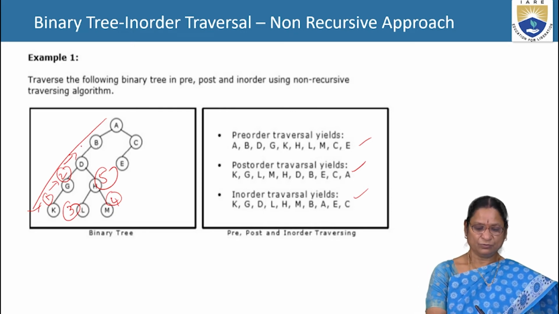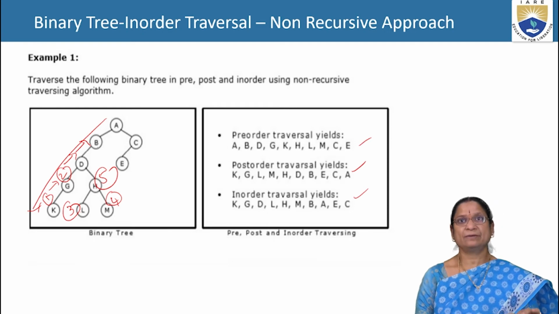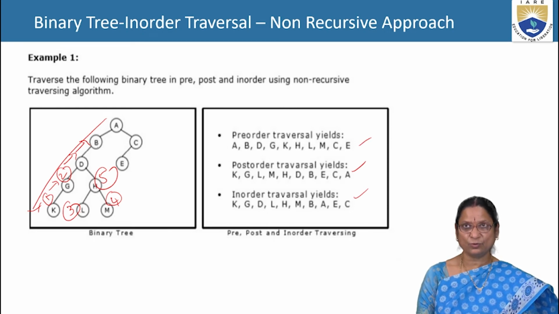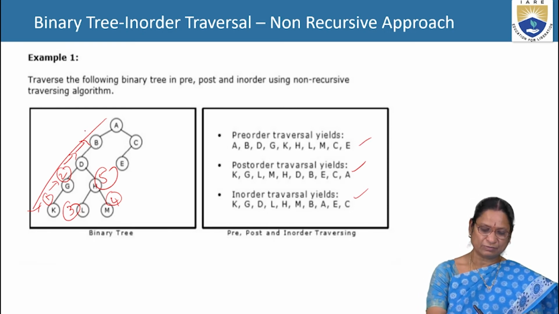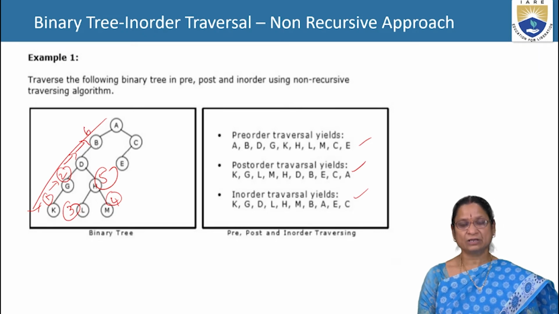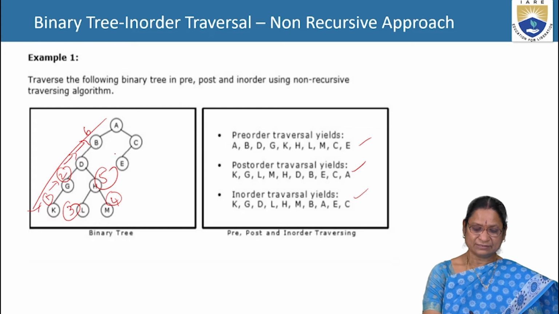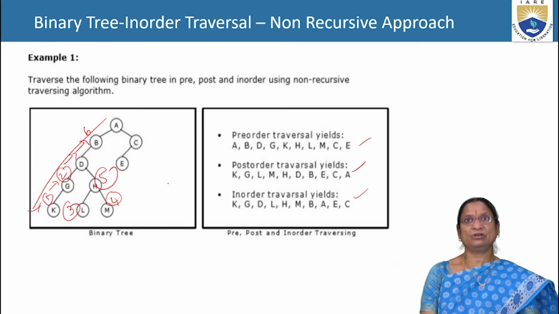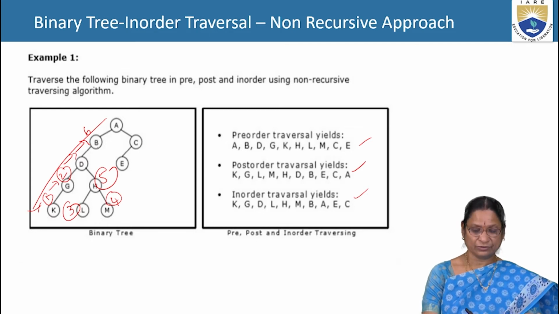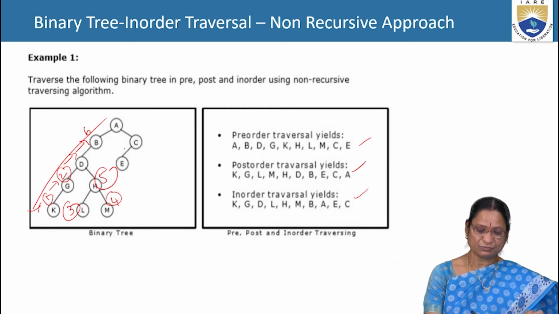Then we will move in the upward direction. B: the left child is completed, no right child, so B is going to be processed. This is 6. The left subtree of A is completed, and we will consider the right subtree of A. Then only we will move to the root again. For this right subtree of A, again we move to the leftmost one.